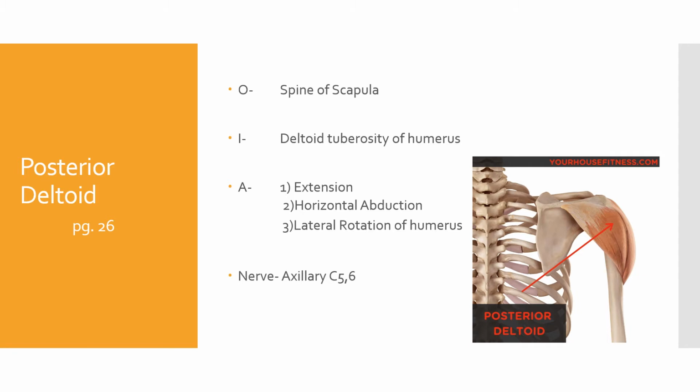Posterior deltoid origin, spine of scapula. Insertion, deltoid tuberosity of humerus. Three actions include extension, horizontal abduction, and lateral rotation of humerus.